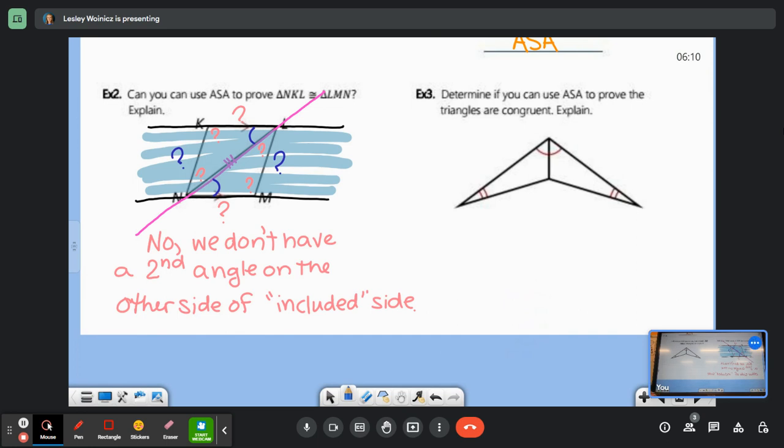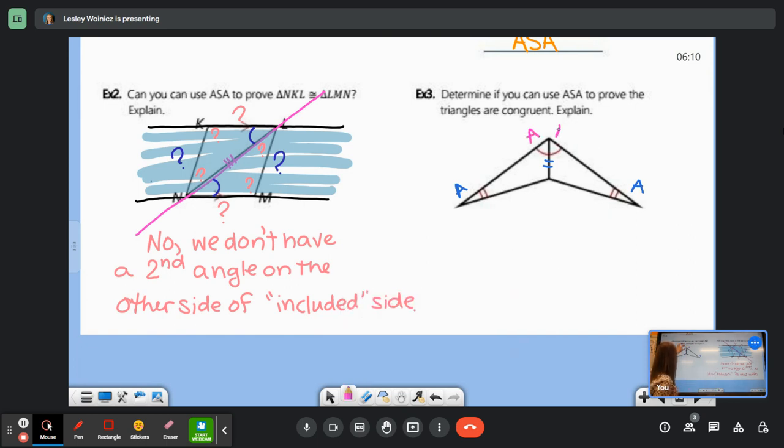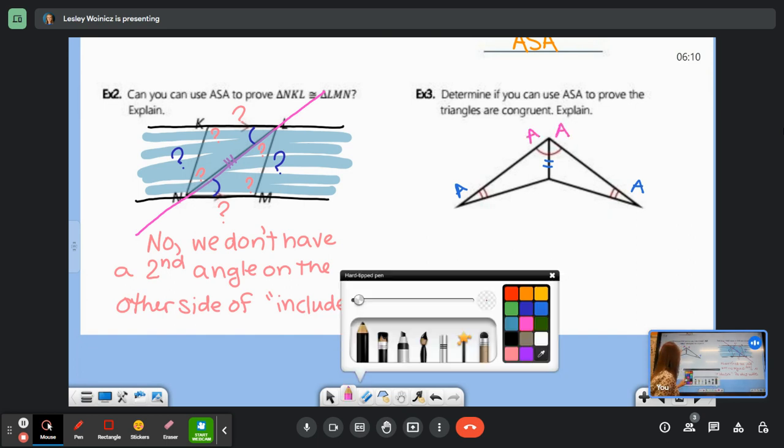Well, they have the same common side, but right now it's not an included side. What I have is angle, angle, and then a side.